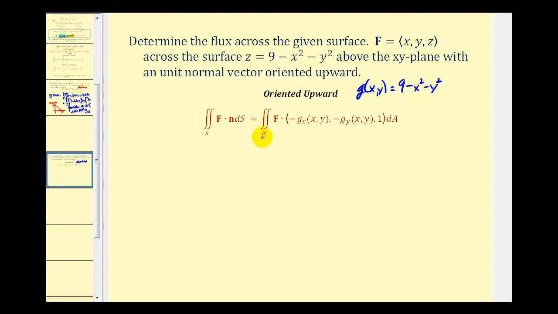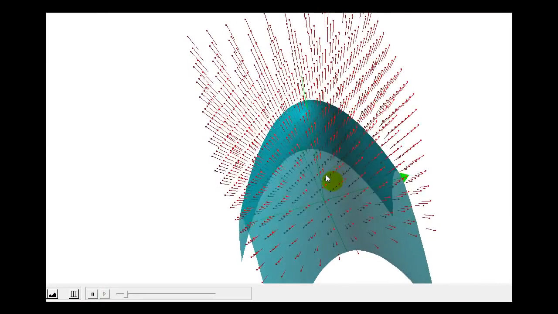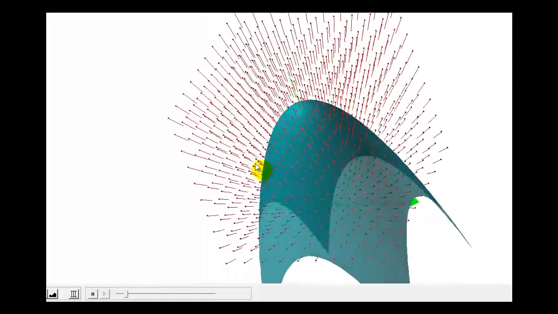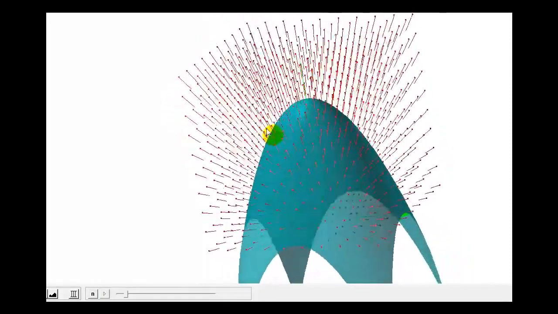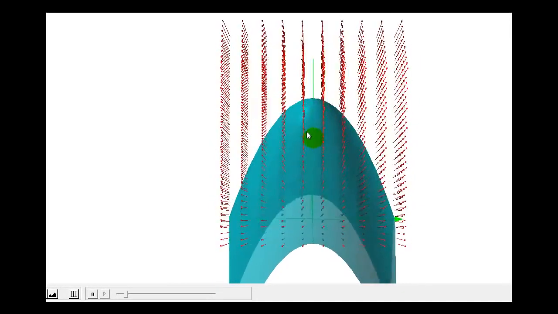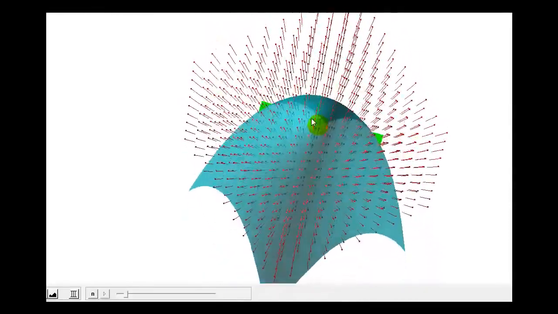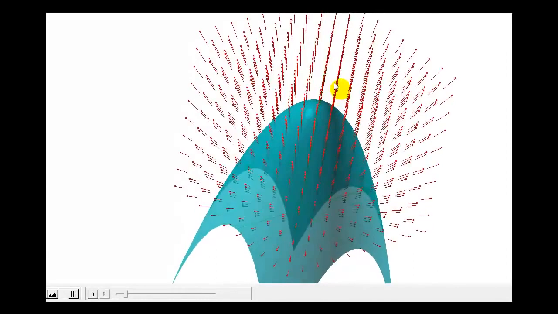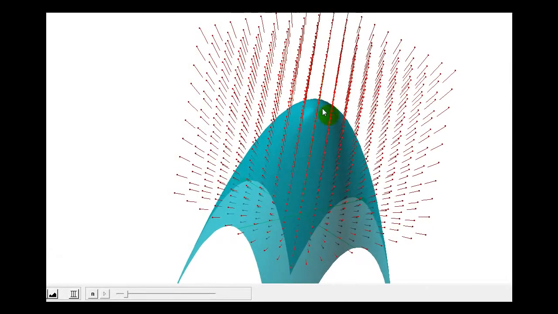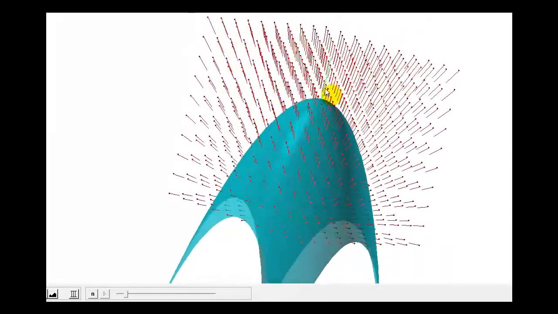And again, before we set this up, let's go ahead and take a look at this graphically. Here's our surface in green and our vector field in red. The value of our surface integral will represent the flow rate across this surface. You can see from the graph that it looks like it will be upward, in the same direction as our orientation, so this should give us a positive flow rate.